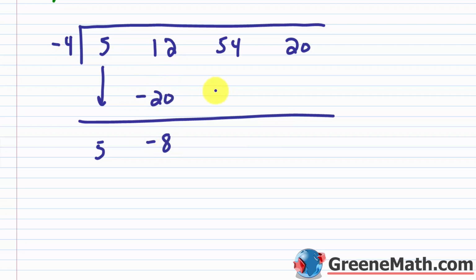Negative 4 times negative 8 is 32. 54 plus 32, well, 4 plus 2 is 6, and 5 plus 3 is 8, so that's 86. And then negative 4 times 86 is going to be negative 344. 20 plus negative 344 is negative 324.